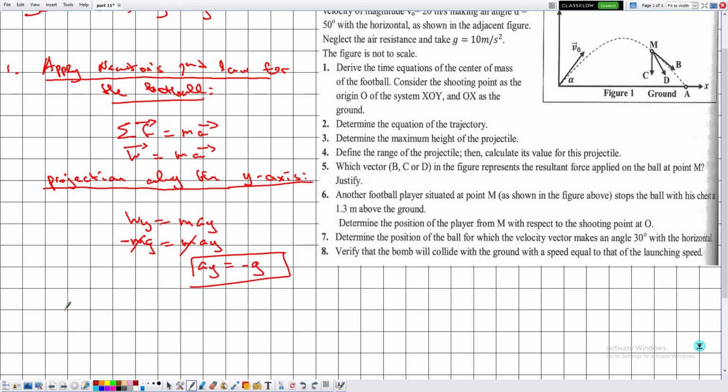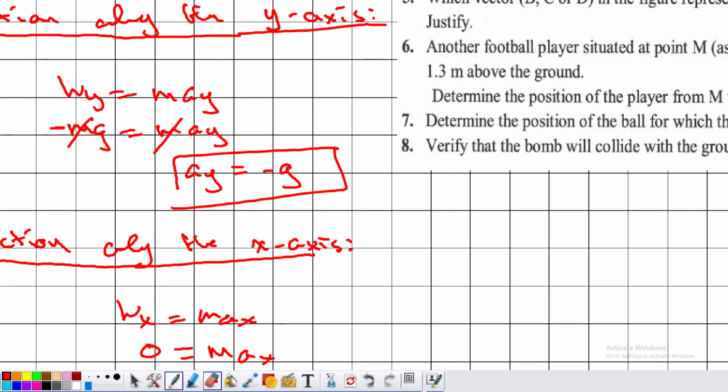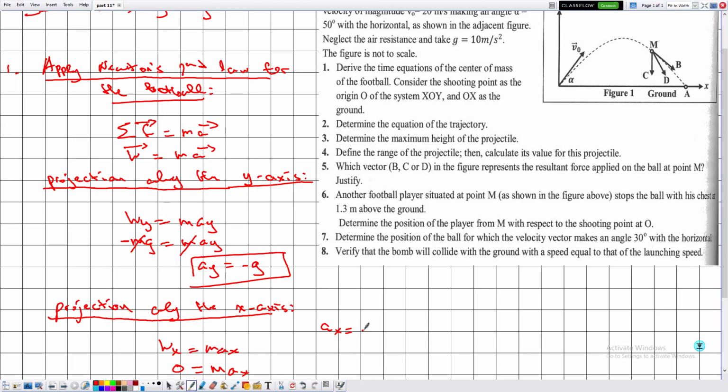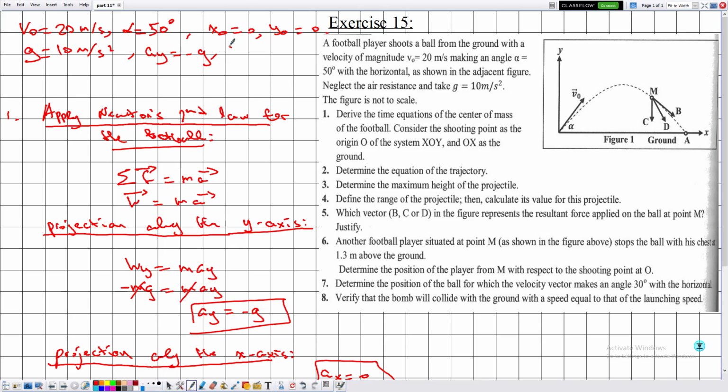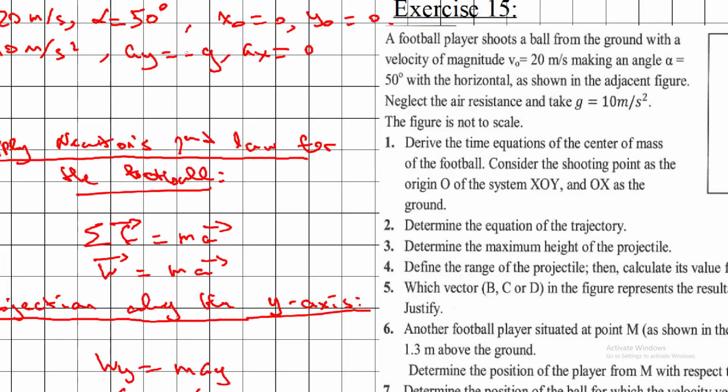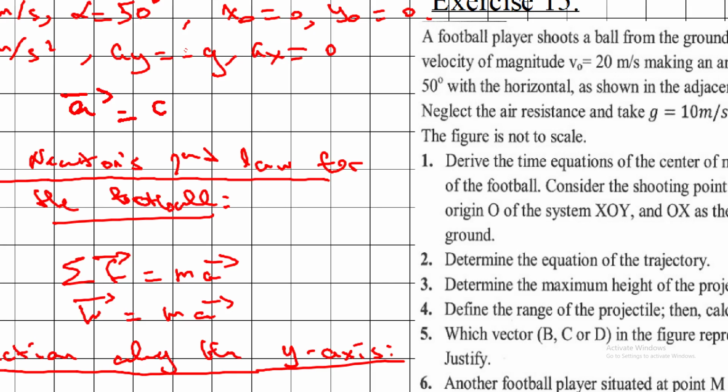Now as for the projection along the x-axis, we have that wx is equal to max, but wx is 0, and knowing that the mass is different than 0, we have that ax is equal to 0. Now as an acceleration vector, this is equal to ax i plus ay j, so this is 0 and this is minus g.